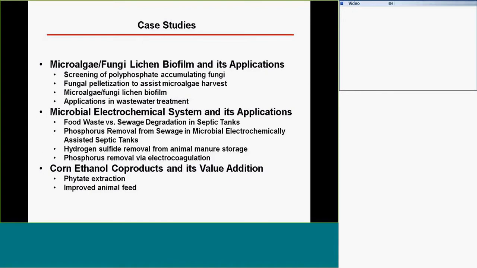So in this research group led by Dr. Bo Hu, people are interested in basically three different processes, working on different waste streams. The first is the microalgae co-culture or algae-fungi biofilm, and the second is the microbial electrochemical based processes, and the third is the modification of corn ethanol co-products. All of them are targeted on nutrient management.